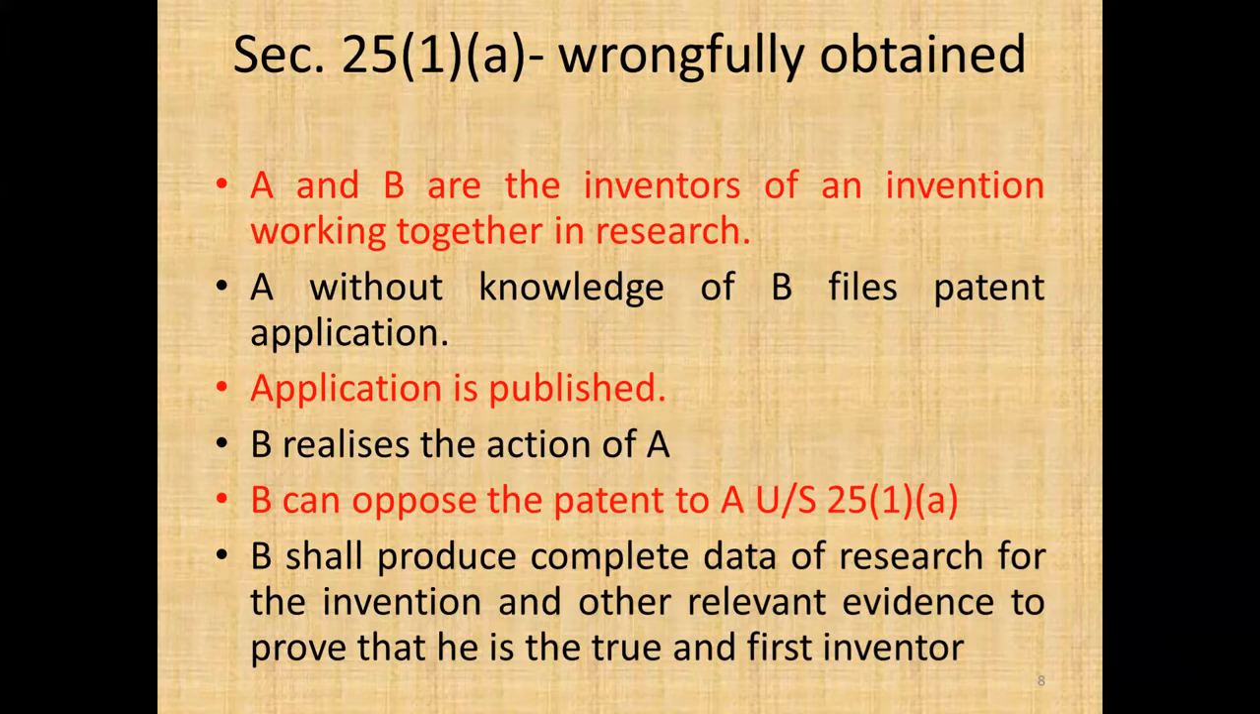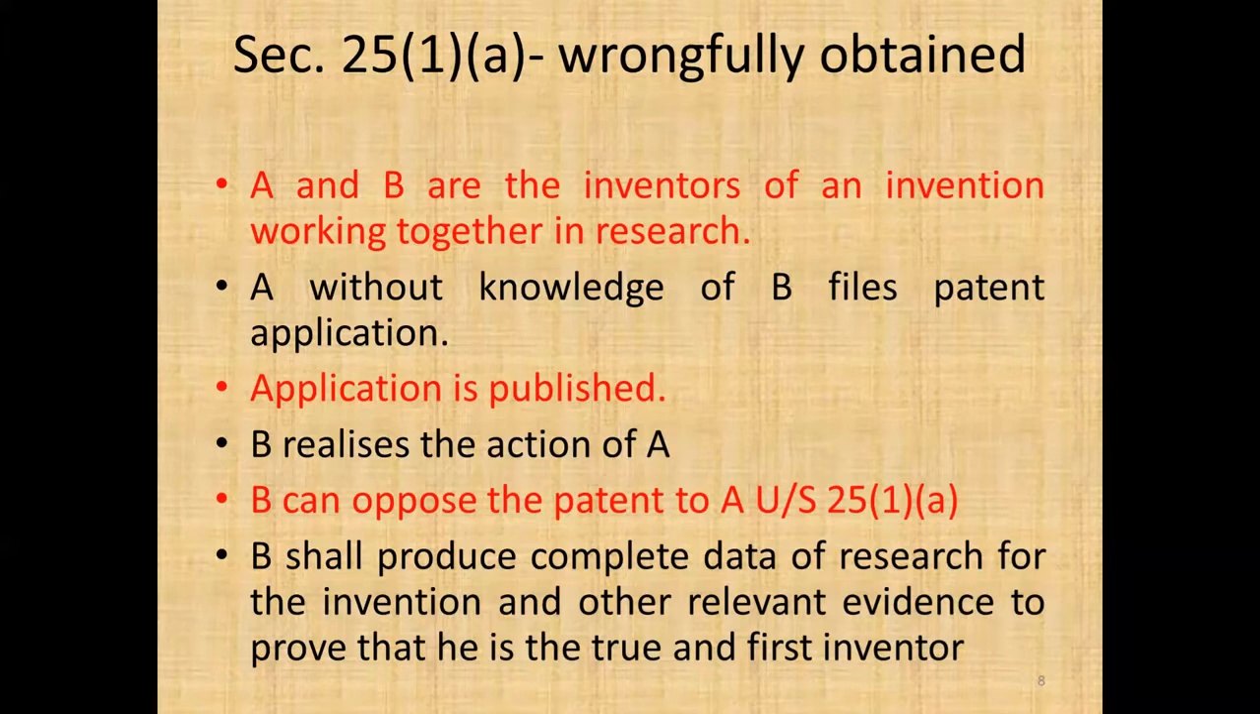Because both have done the research together, both have equally contributed on the research. Now B is taking credit of everything without A's knowledge. So what is the remedy left with A now? That is the first remedy. He could go and oppose B from getting a patent. Under what ground will A oppose? This is the first ground.